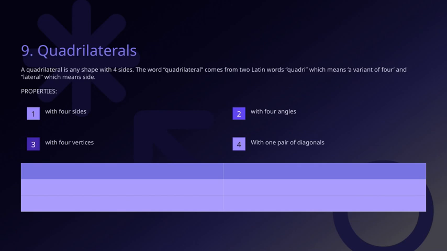Understanding these properties helps us see how quadrilaterals fit into the bigger picture of geometric shapes. Whether we're working with squares, rectangles, or trapezoids, these core features remain consistent. So, recognizing these properties is essential for identifying and working with any quadrilateral in geometry.